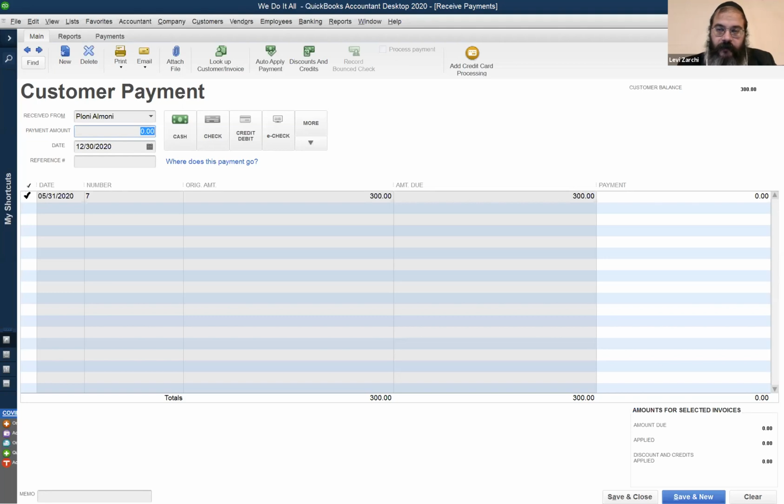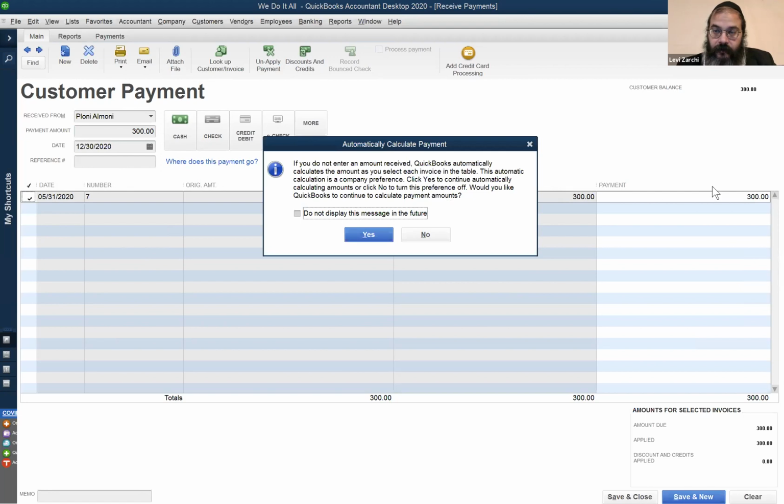It's going to enter, if the original amount is 300 and the amount due is 300, and I click over here, the assumption is that it's 300, and that's what it enters over here in the payment amount. But it's a company preference. You could turn it off if you like. And do you want to continue to calculate it? So you could say yes, but don't send the message again.